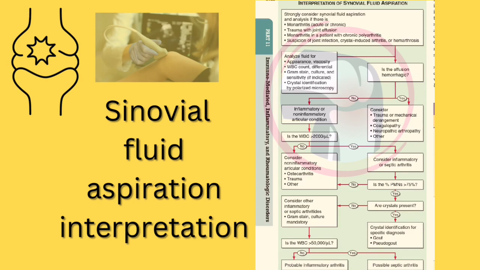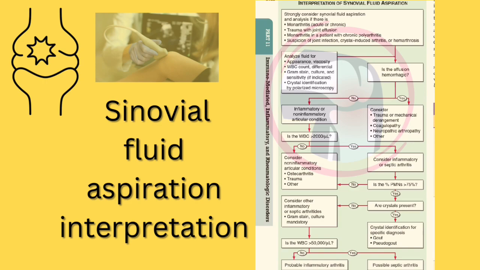If a patient presents with monoarthritis of acute or chronic presentation, if there is trauma to a joint with joint effusion, if a patient has monoarthritis with a history of chronic polyarthritis, and if we suspect a joint infection like septic arthritis, if we think it is gout or pseudo gout arthritis, or hemarthrosis.